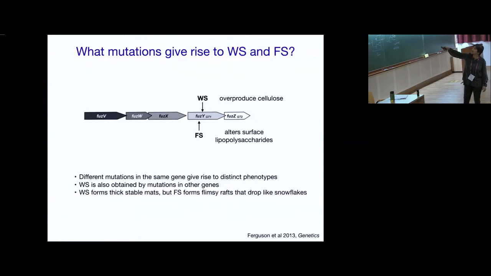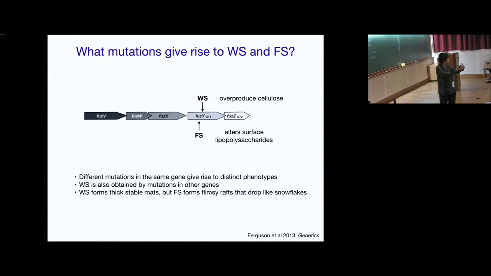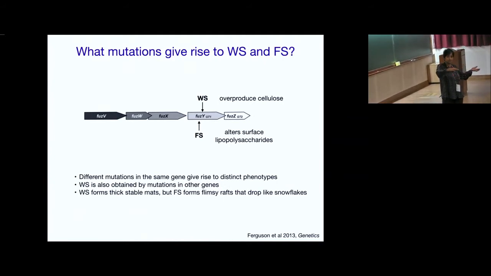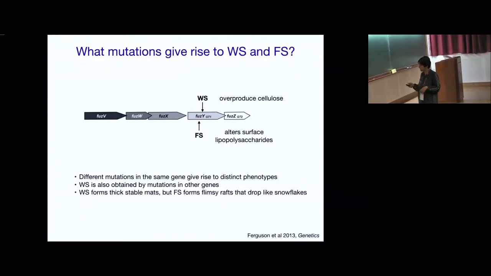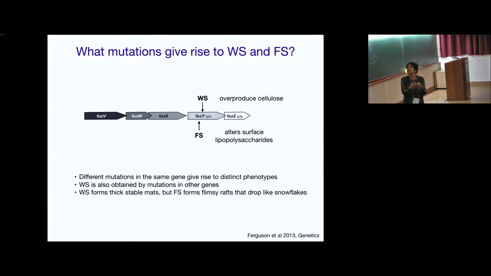Now WS leads, in general, to the overproduction of cellulose. Cellulose is something which will help this mat to form. It's a tight binding at this interface of the broth and the air. And FS mutations end up altering the surface lipopolysaccharide, which is a sticky substance that bacterial cells secrete. Again, it helps them to form some sort of raft. So different mutations in the same gene give rise to distinct phenotypes. That's one important takeaway from this work.